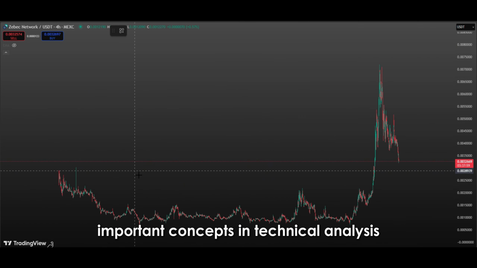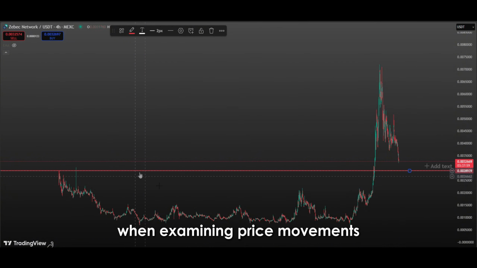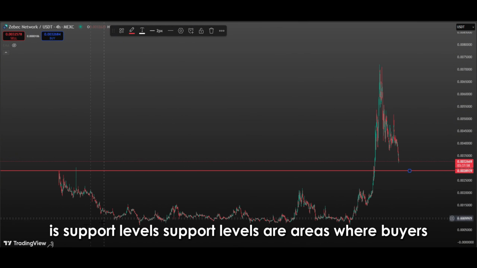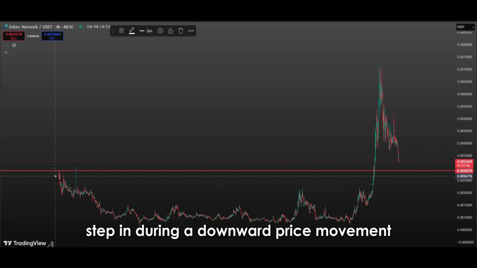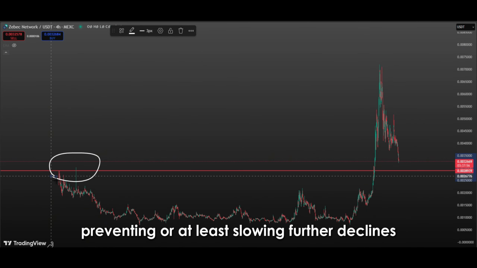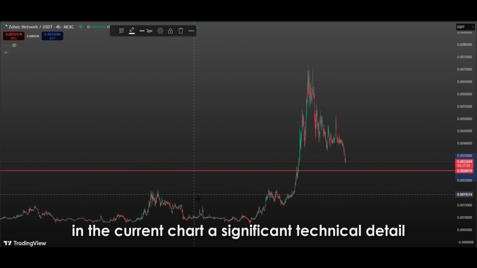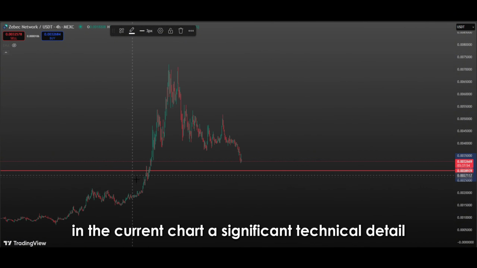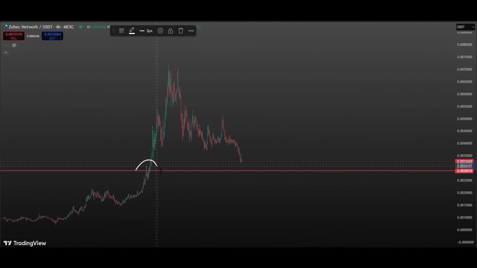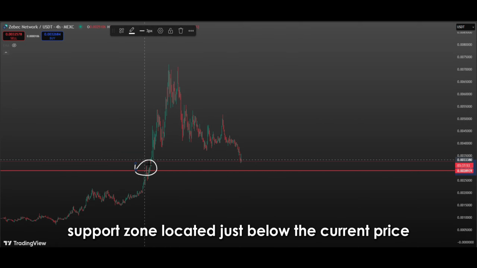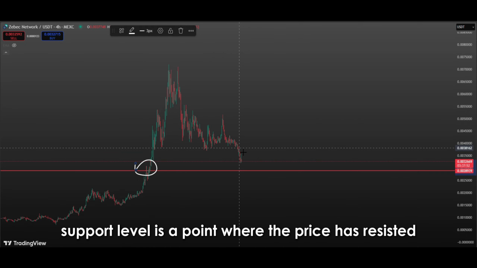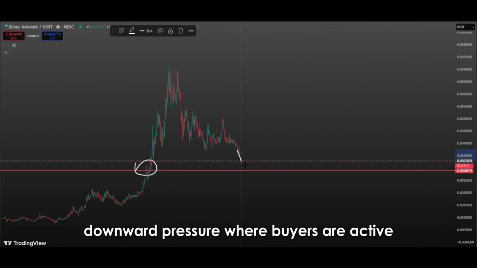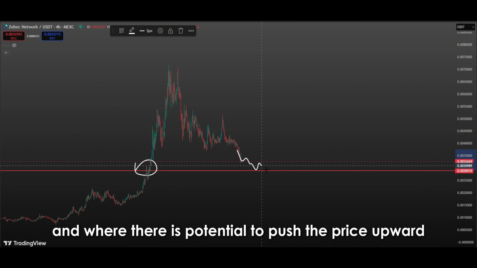One of the most important concepts in technical analysis when examining price movements is support levels. Support levels are areas where buyers step in during a downward price movement, preventing or at least slowing further declines. In the current chart, a significant technical detail is the presence of a strong support zone located just below the current price. This support level is a point where the price has resisted downward pressure, where buyers are active, and where there is potential to push the price upward.